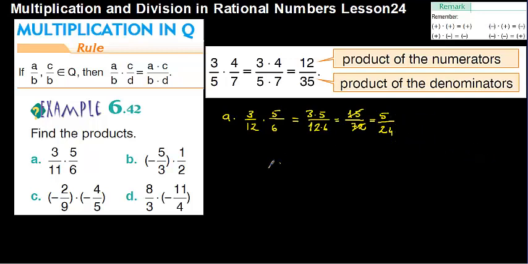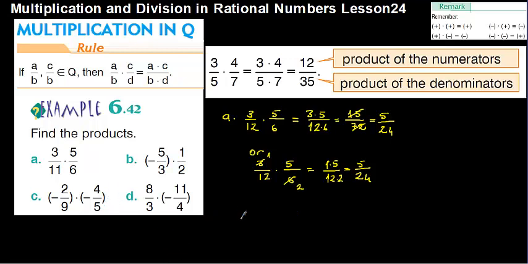Before multiplying the numbers, as I said, you can also simplify. 3 over 11 times 5 over 6. 6 and 3, if you simplify, the answer is going to be equal to 1, and this is going to be 2. So 1 times 5 over 12 times 2, which is equal to 5 over 24. Okay, if it is possible to simplify before multiplying the terms, we can simplify, or after multiplying the terms, we can simplify. Okay, the second exercise.